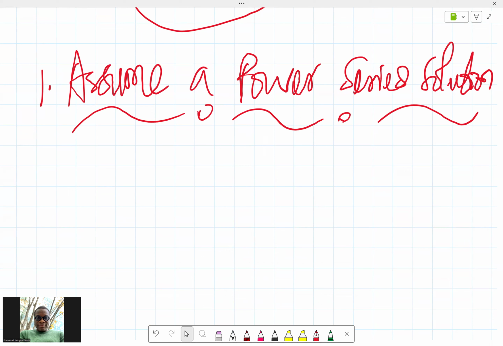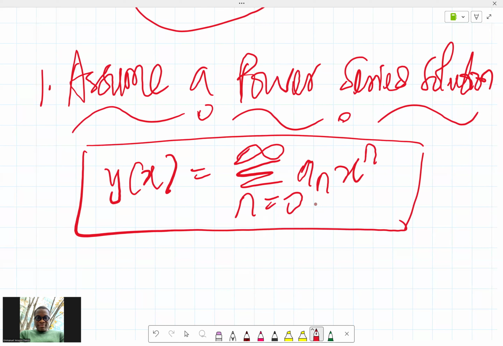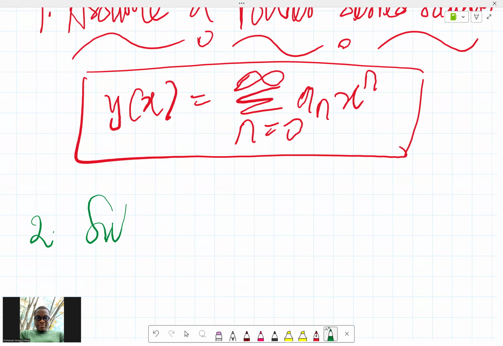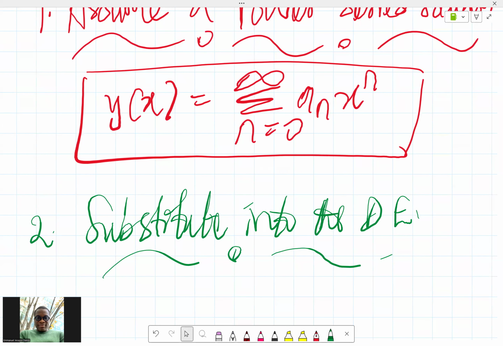For a differential equation, assume the solution y of x is in the form of a power series, that is, y of x equals the summation from n equals 0 to infinity of an times x minus x naught raised to power n. But since usually x naught is 0, we can just say x raised to power n. This is the assumed solution for the problem. Then we go for step 2, where we substitute this assumed solution into the given differential equation.